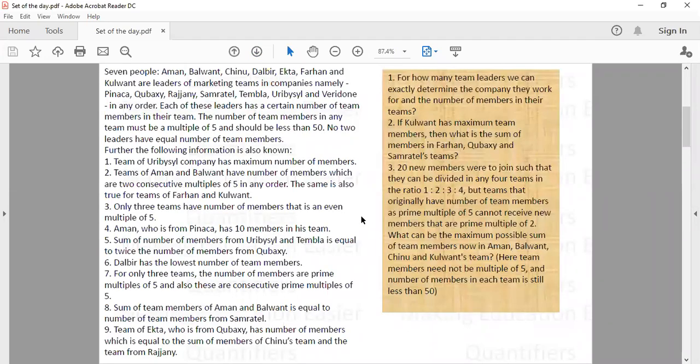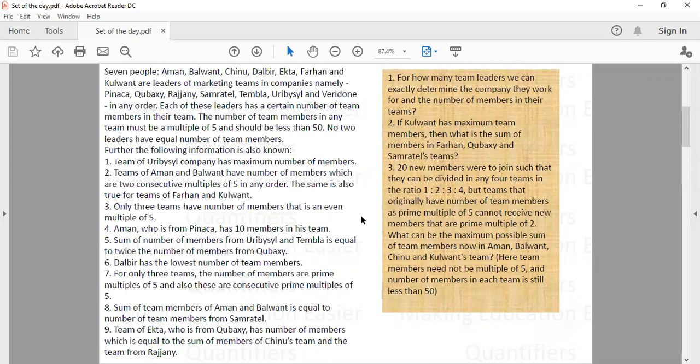I recommend you all that first of all go through this set, try to solve it, and then continue with this video. So I hope you all have seen the set. Let us now try to solve this one.